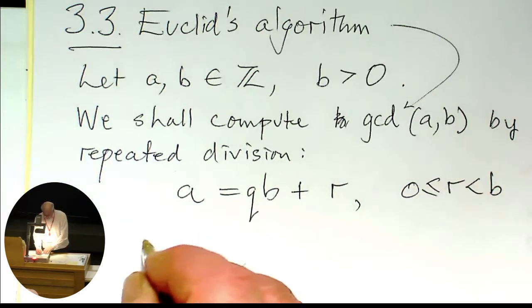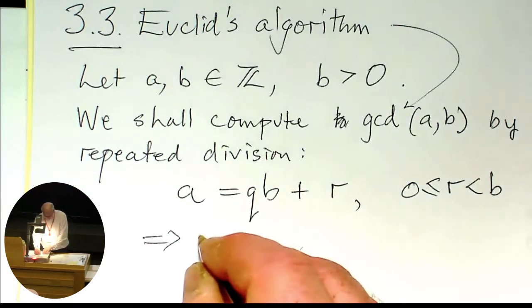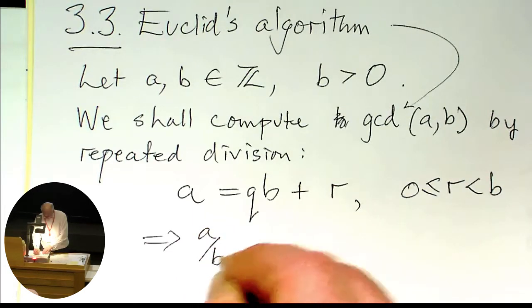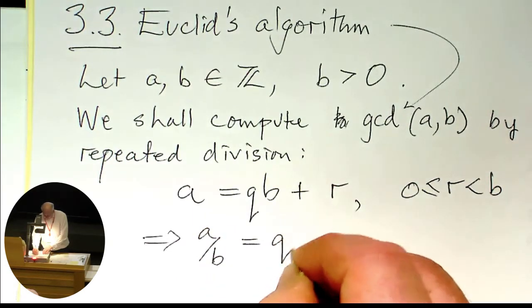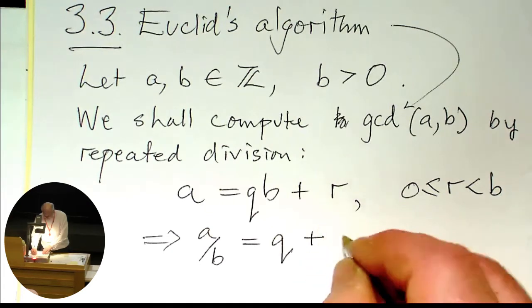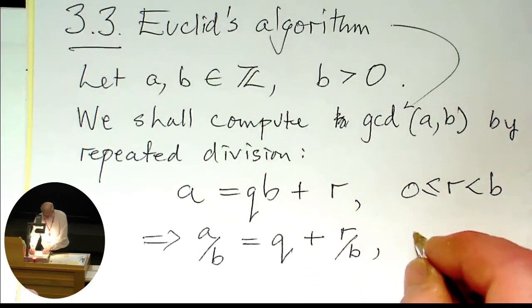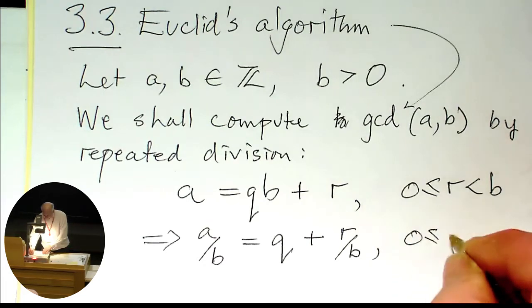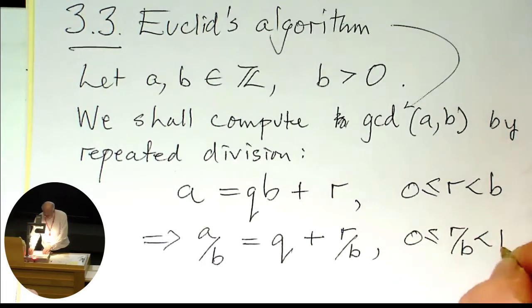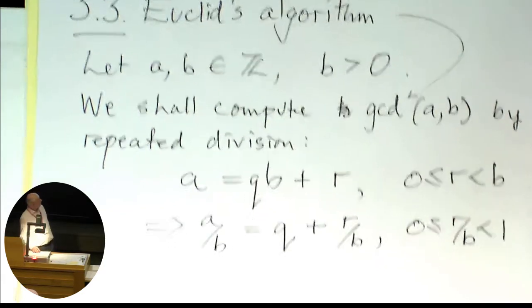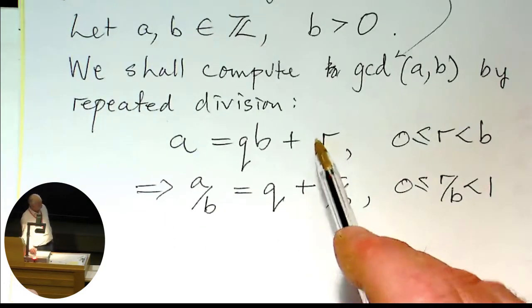If you like, you can write that as saying that a divided by b is equal to an integer part plus a fractional part, which is r divided by b. And the fractional part is indeed between 0 and 1, strictly less than 1. That's another way of saying the same thing. It's essentially how I explained this.